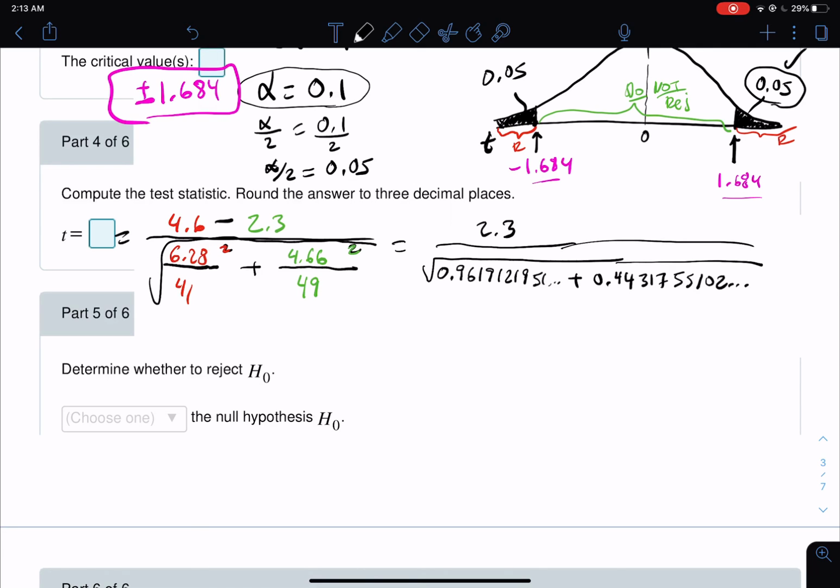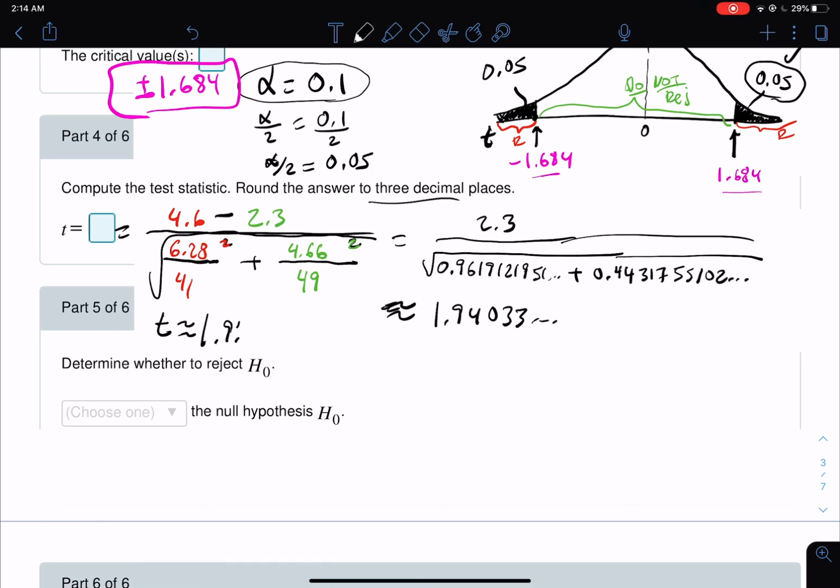Take its square root, then divide. This gives us approximately 1.94033, and so on. Round to 3 decimal places, and we've got our test statistic: t equals, rounded to 3 decimal places, 1.940.